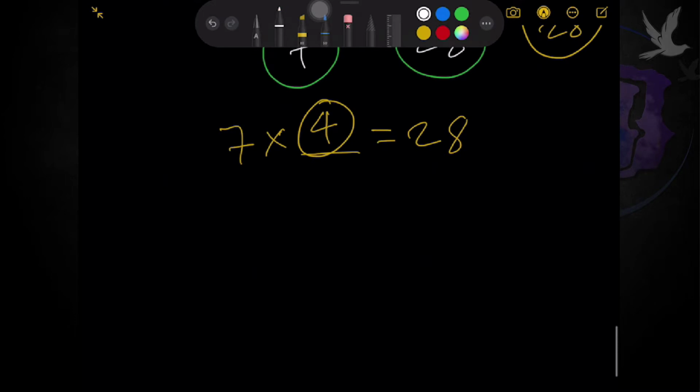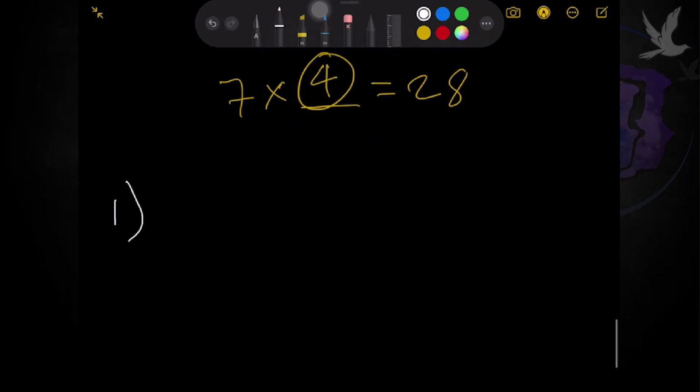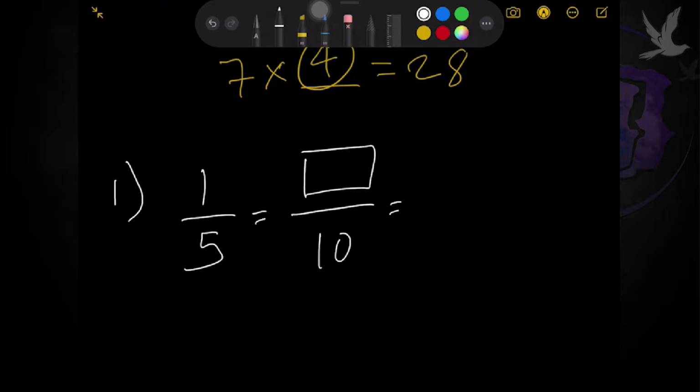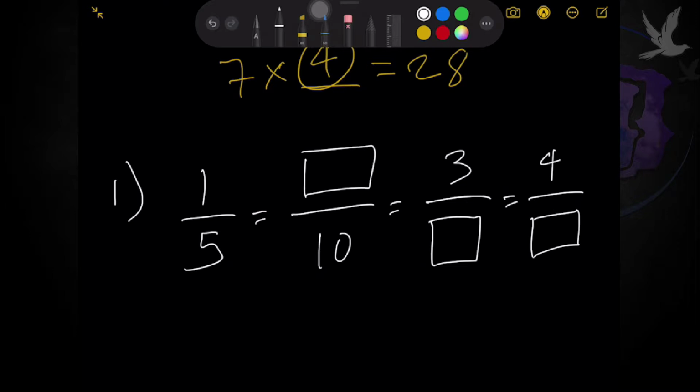Same page, letter D. Anong gagawin natin dito? Basically, parang given talaga yung sagot natin. We basically just keep count the numerator and the denominator. Let's say, for example, for number 1, 1 over 5 is equivalent to blank over 10, which is equivalent to 3 over blank, which is equivalent to 4 over blank, and so on. So, I'm not gonna include the last part na. So, ganyan lang. Skip count.